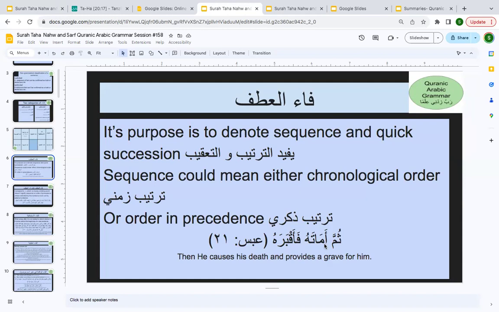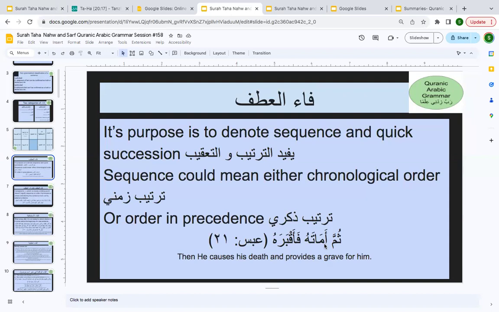Can anyone tell me? It's going to be again giving you the sequence of events: first the person died and then he was put in the grave. But in Summa, you will have tarakhi. Tarakhi means that there was a delay, right? It was not immediate, and after some time, the next event happened.